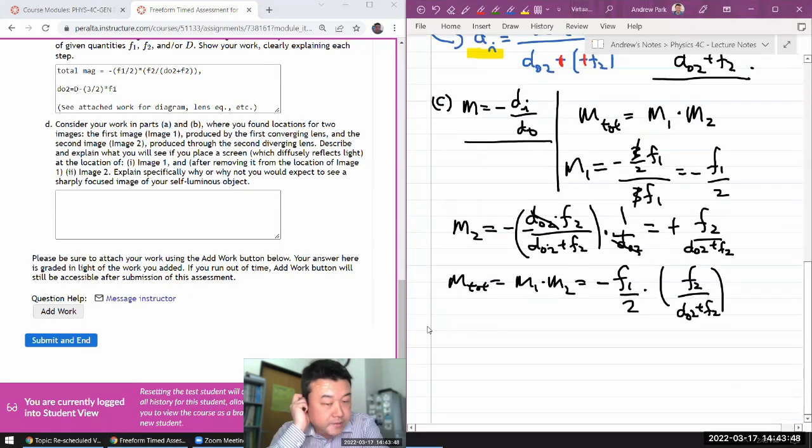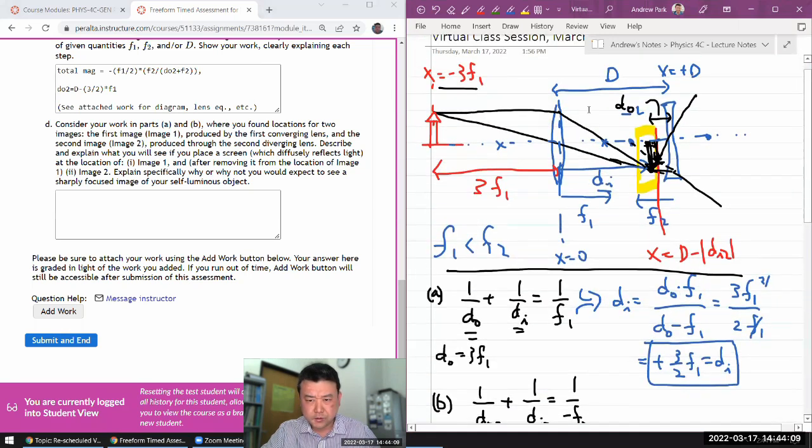Consider your work in parts A and B, where you find the location of the first image and describe and explain what you see. It goes to whether I'm forming a real image or virtual image. And here I don't think I need to do any work because it's a conceptual thing. I more or less want to see this.